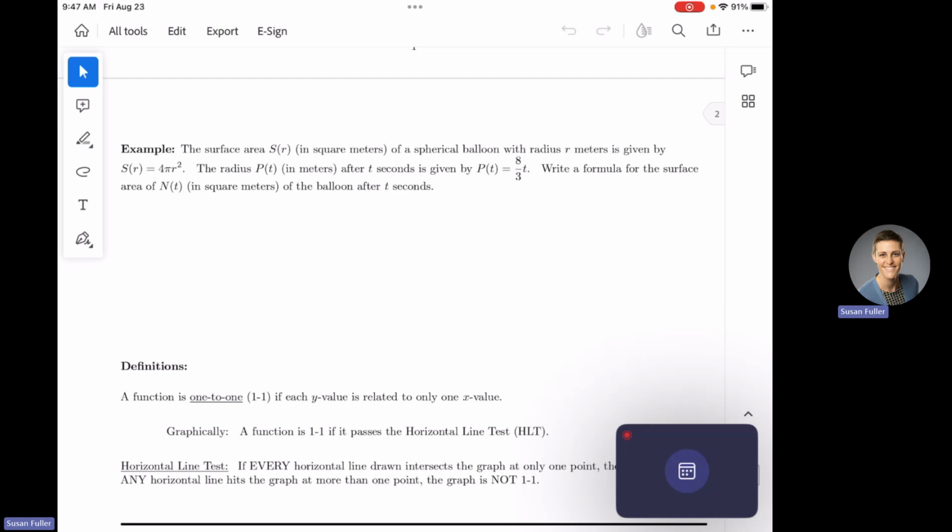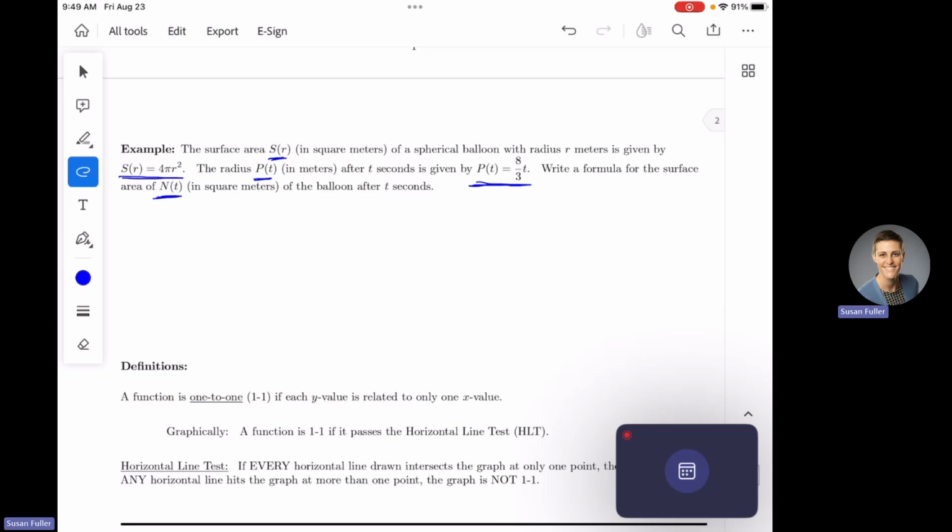All right, so we have the surface area, S of r. This is a function that gives us the surface area of a spherical balloon with radius r meters, and that surface area is measured in square meters. That function looks like this, 4 pi r squared. And then the radius, p of t, is a separate function that tells us the radius of the balloon in meters after t seconds. That function looks like this, 8/3 t. And we need to write a formula for the surface area, n of t. So we need to make a function named n of t that gives us the surface area after t seconds.